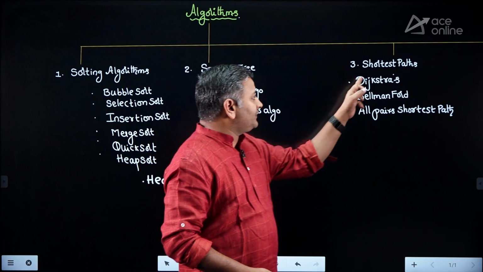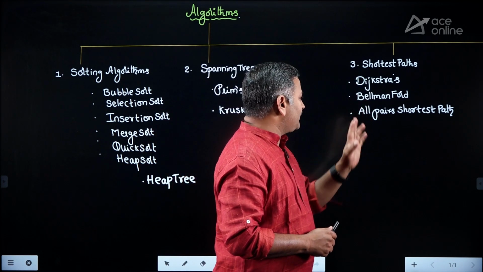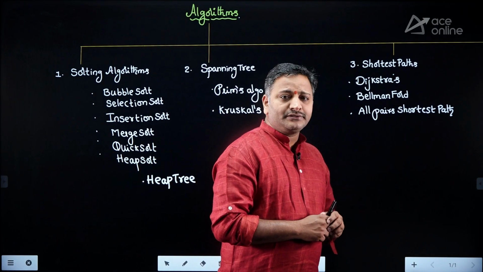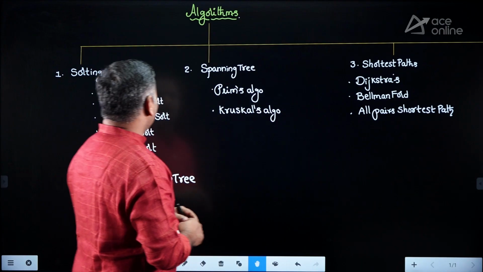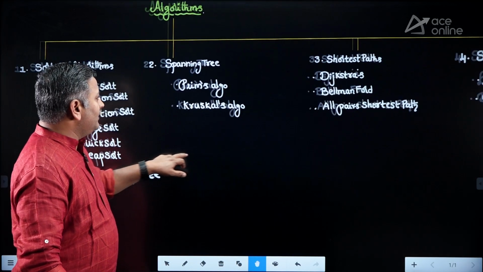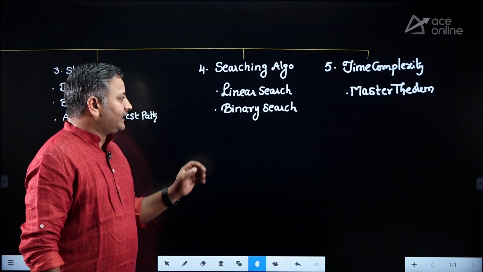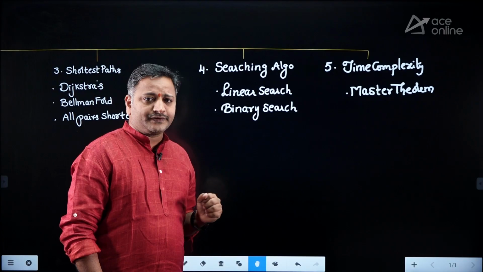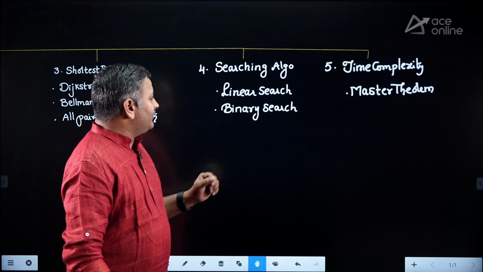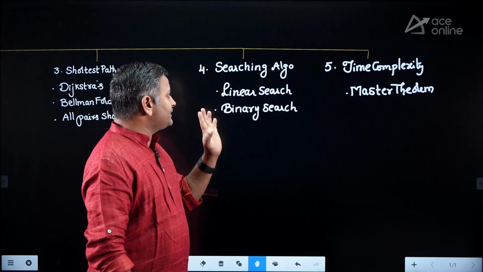Next one is shortest path algorithms, which is common for both DA and CSE students. That is Dijkstra's algorithm, Bellman-Ford algorithm, and all-pair shortest path algorithm, also known as Floyd-Warshall's algorithm. After that, if we have time, we will focus more on searching algorithms, like how linear search is working and how binary search is working, and what is the difference with respect to time complexity, and what is the difference with respect to recurrence equation. So different aspects we will discuss in searching algorithms, friends.